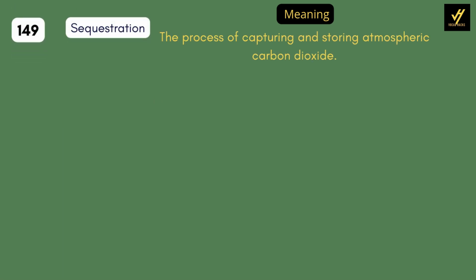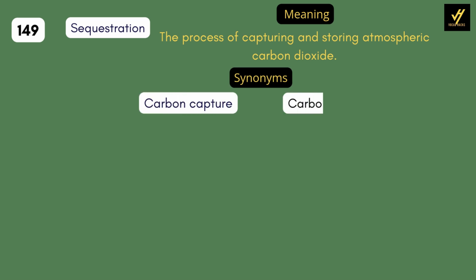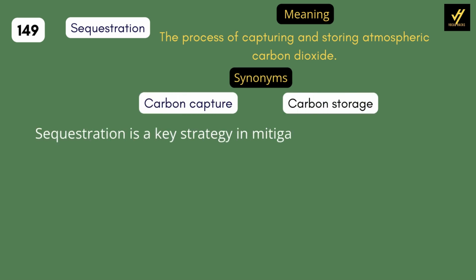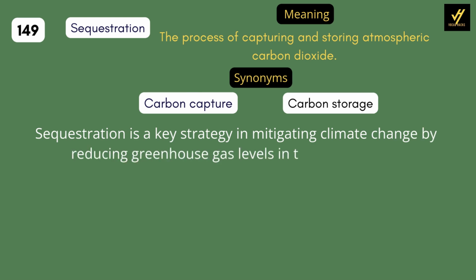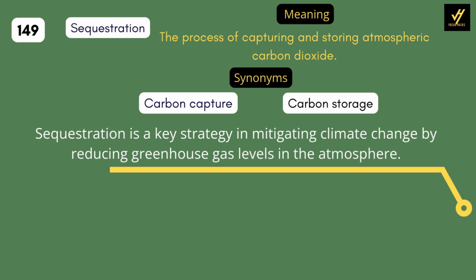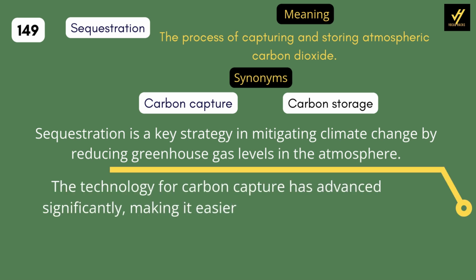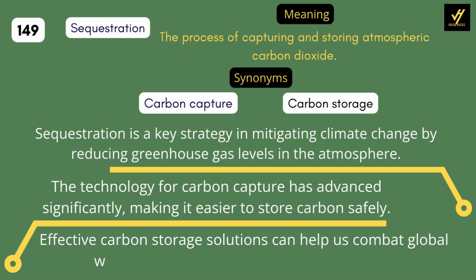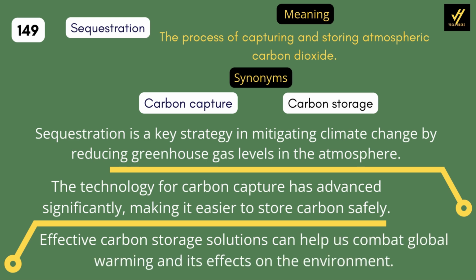Sequestration, the process of capturing and storing atmospheric carbon dioxide. Carbon capture, carbon storage. Sequestration is a key strategy in mitigating climate change by reducing greenhouse gas levels in the atmosphere. The technology for carbon capture has advanced significantly, making it easier to store carbon safely. Effective carbon storage solutions can help us combat global warming and its effects on the environment.